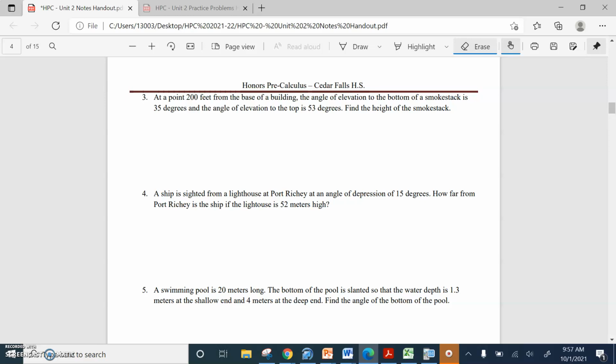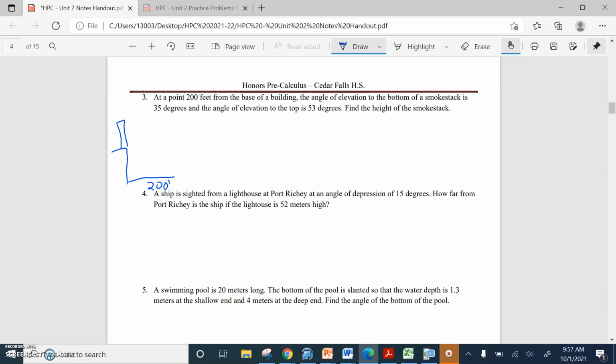So if I try to draw a picture of, what if I do that? That's not going to look very good. Draw a little bit shorter. So here's our building, and here's our little smokestack on top. Very detailed, I know. You're given that there is a point 200 feet from the base of the building, so out here 200 feet.